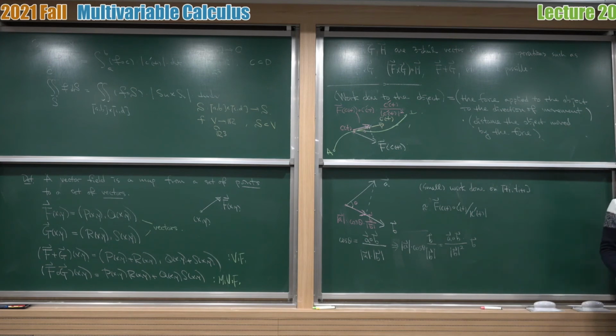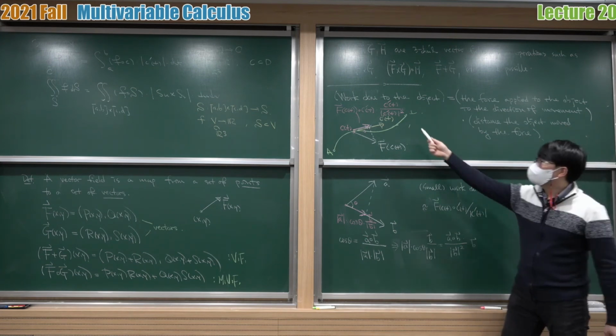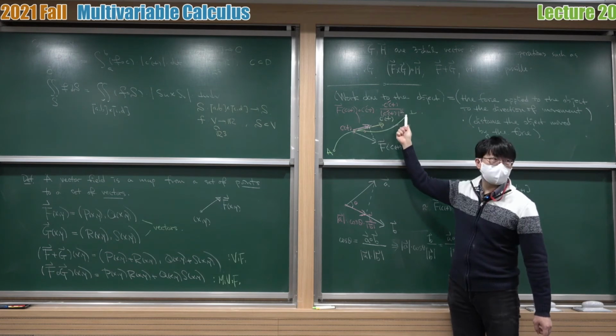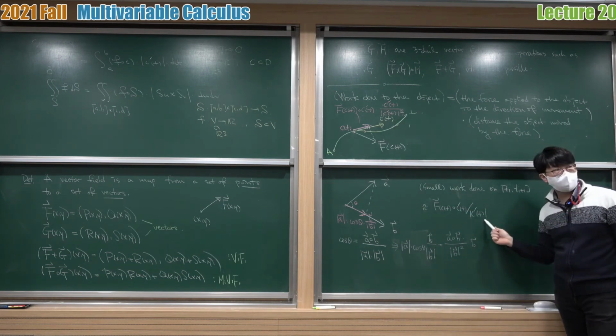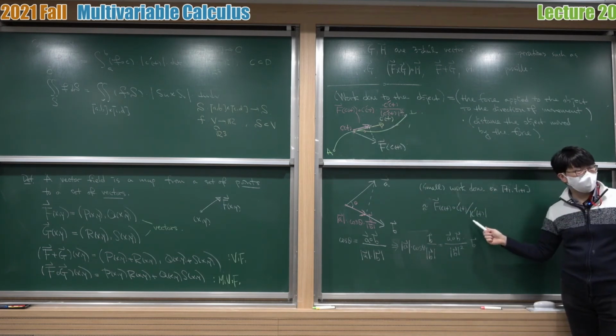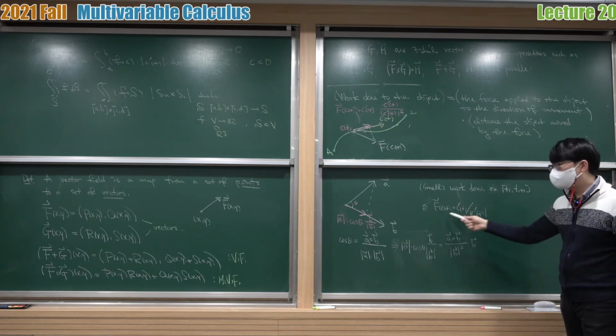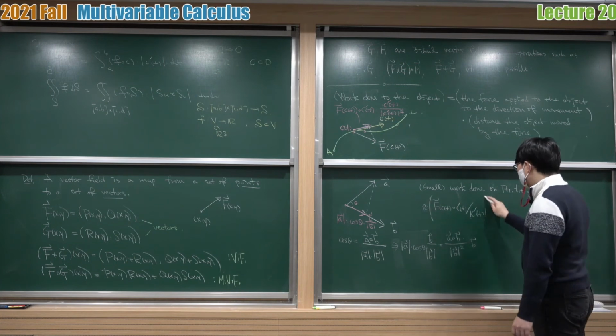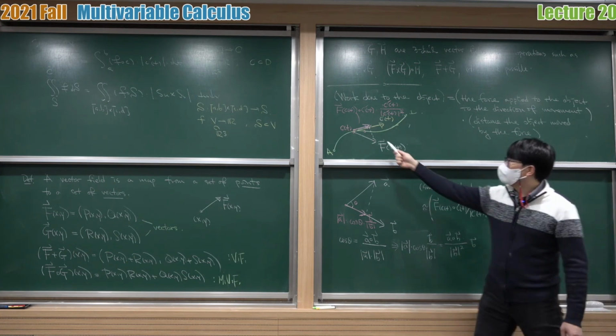Okay? So if you take the absolute value, then it cancels out with one of the factors here. You're only left with the denominator of the norm of F as the norm of C prime. So that's the force applied to that direction times what? Small distance.